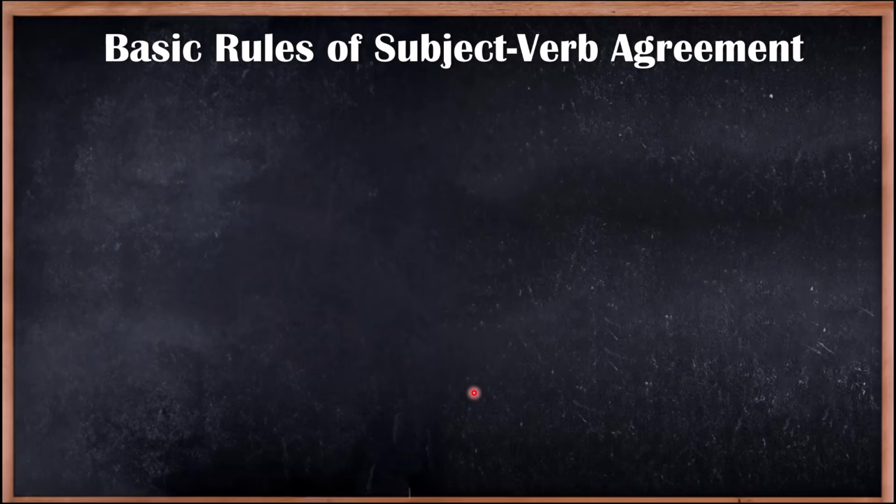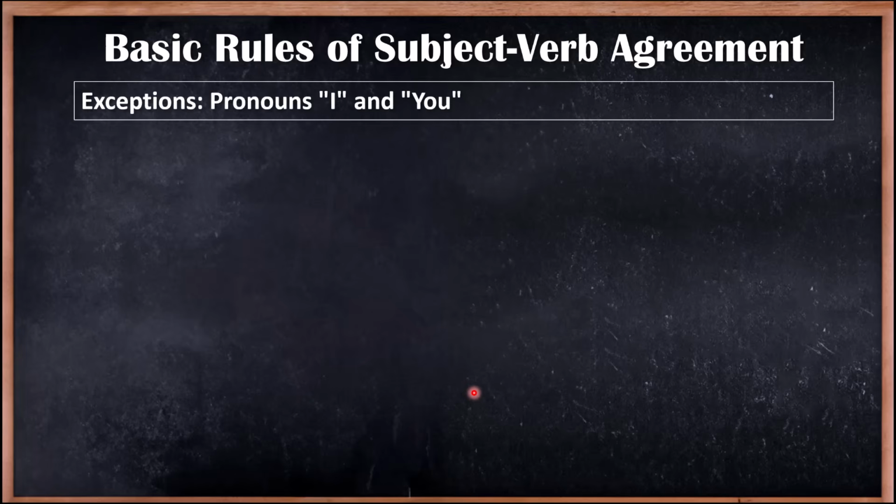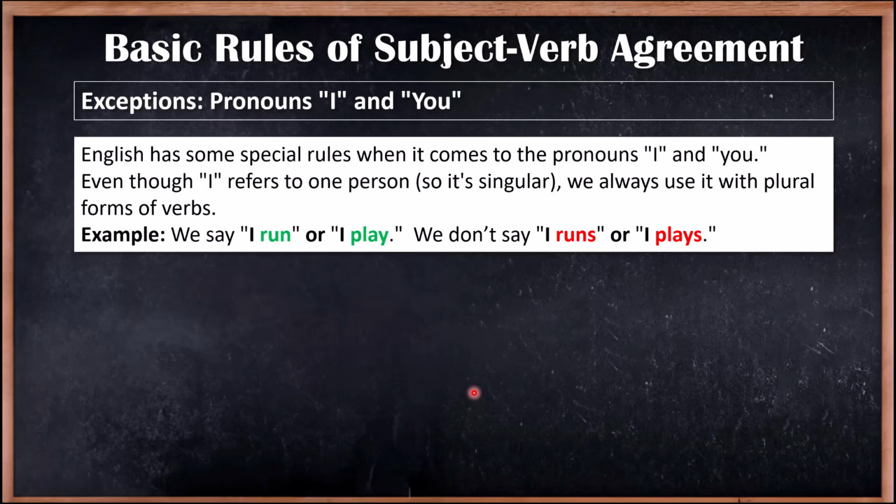Now, a big question I get is, what about the pronouns I and you? And this is where English can be so confusing. English has some special rules when it comes to the pronouns I and you. Even though I refers to one person, so it is singular, we always use it with plural forms of verbs. I know this is complicated. English is not an easy language.